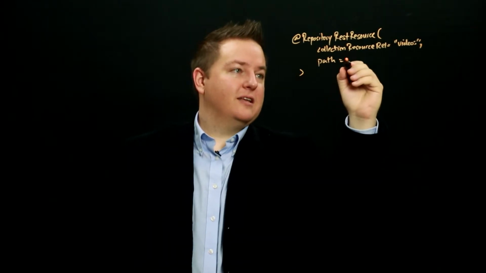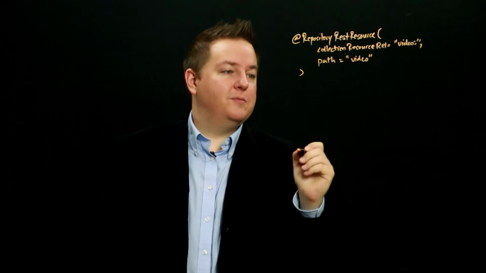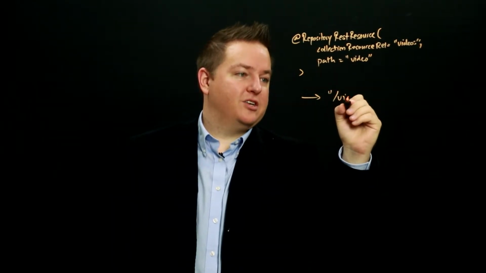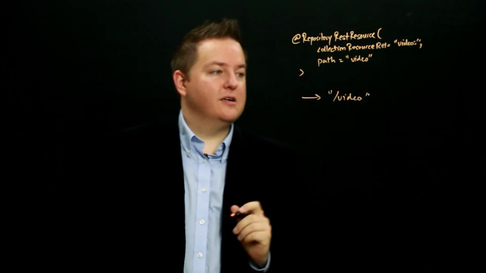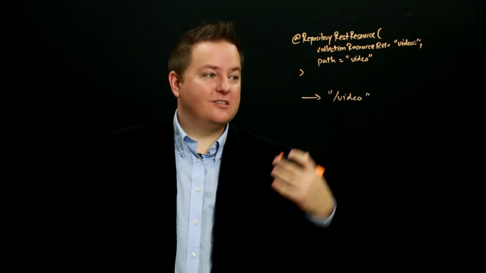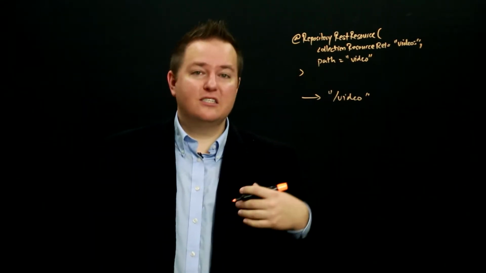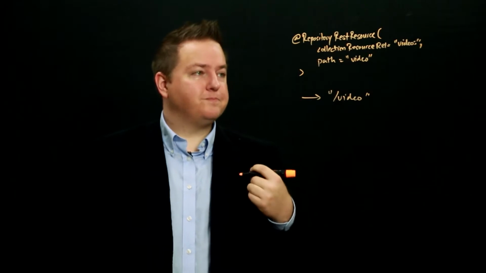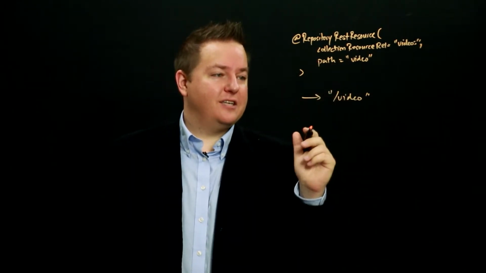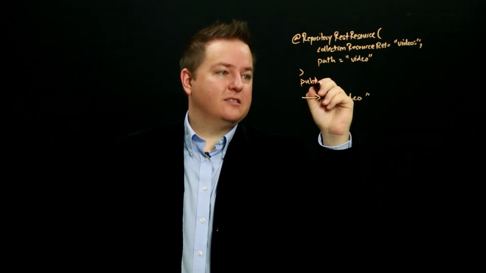So something like video would turn into the ability to access this stuff through a request to /video. So the path is determining where this thing gets exposed. It's similar to how the request mapping is built. It's telling Spring where to expose this thing. Now this is the first thing we have to do, and we add this annotation to our repository interface.